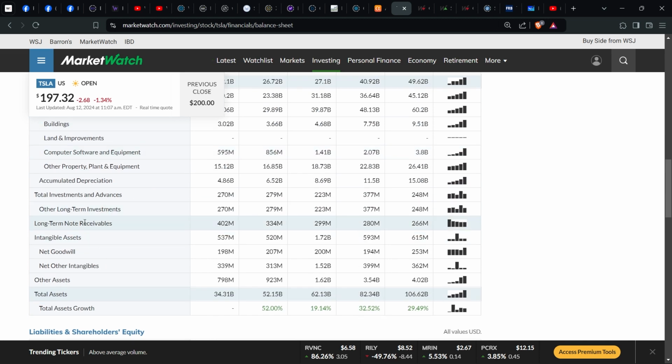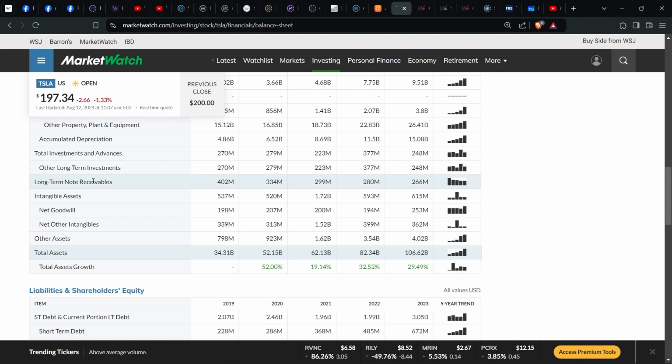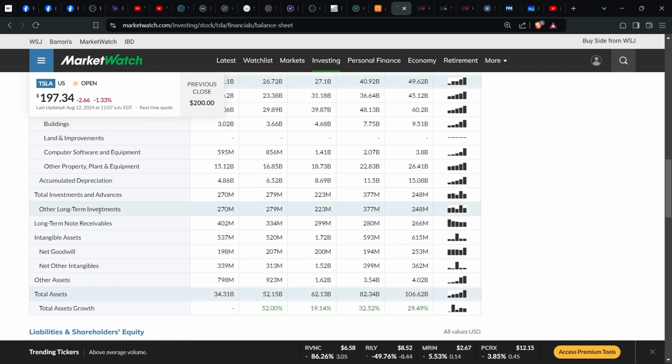Then long-term notes receivable. Now this is the same as receivables here, but these are the ones that have been specified that they're going to take a while, not within a year. Okay. Yeah. So long-term investments, long-term receivables, intangible assets, and other assets.